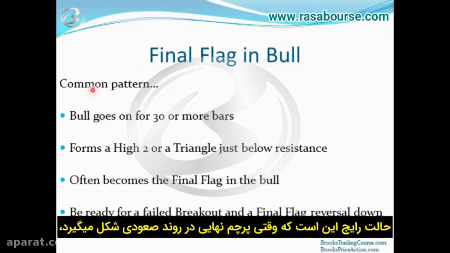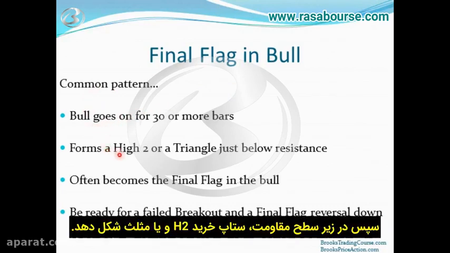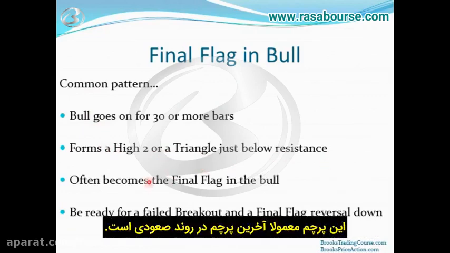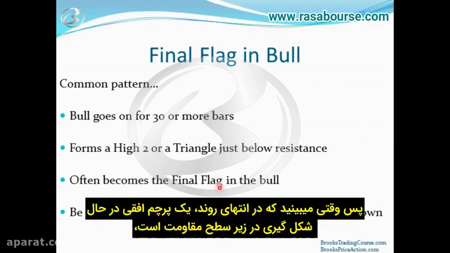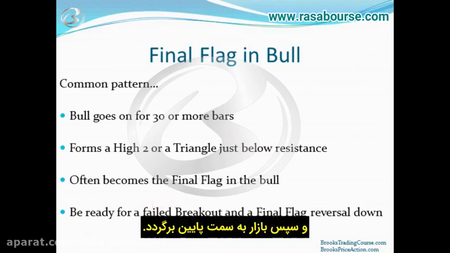A common situation, for example, a final flag in a bull trend. You have a bull trend that's going on for a long time, and then it forms a high 2 buy setup or a triangle just below some resistance level, and that flag often becomes the last flag in the bull trend. So when you see a horizontal flag occurring just below resistance late in a trend, you have to be ready for the breakout to fail and for the market to create a reversal down. And it's often a very good short.